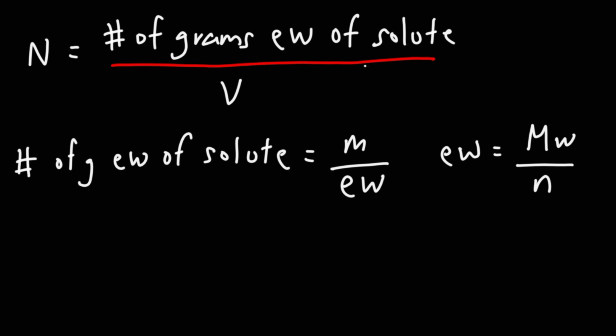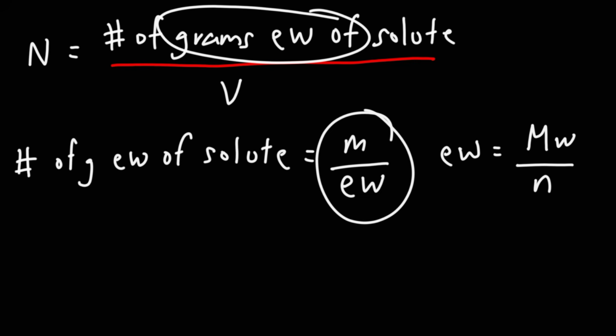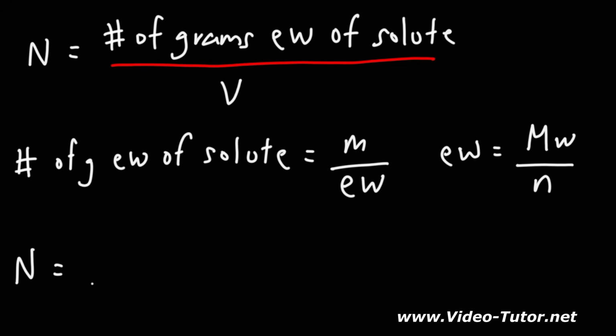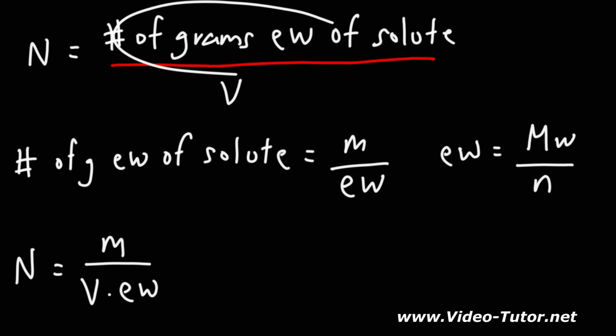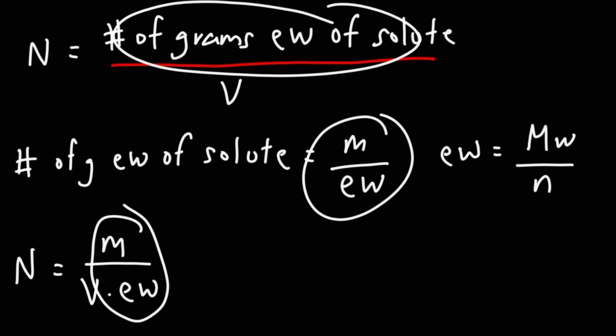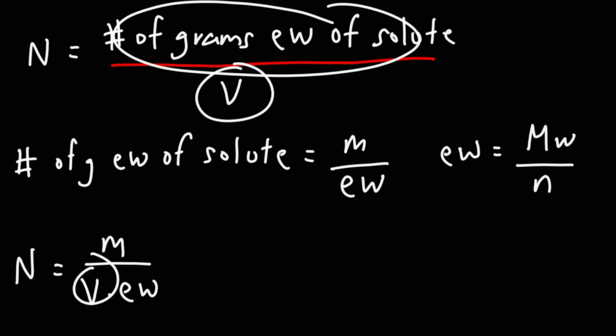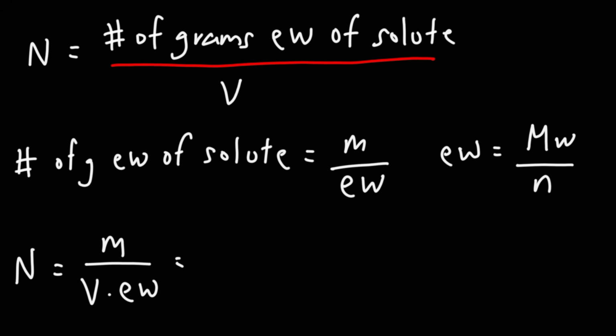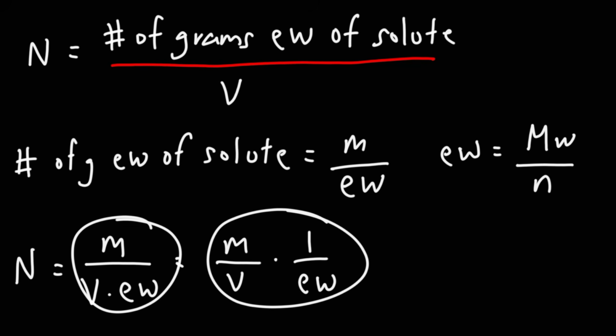So let's start with this formula here. I'm going to replace this term with what we have here. Notice that V is on the bottom, and then it's going to be 1 over V times this, which becomes M over V times EW. So basically I just replace this with M over EW. The V is still on the bottom. Now let's rewrite this as M over V times 1 over EW. This expression is equivalent to this expression.